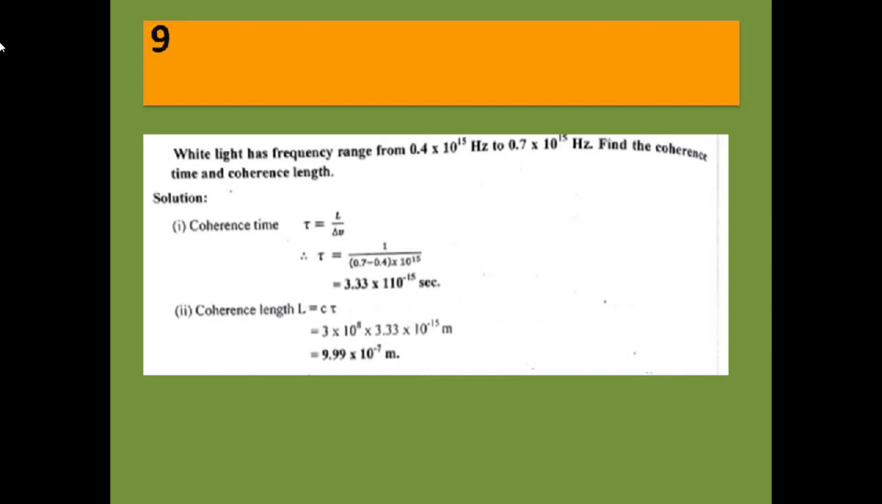So you will arrive at coherence time tau is equal to 3.33 into 10 to the power minus 15 second. One correction is there: it is not 110, it is 10 to the power minus 15 second. Now coherence length L is equal to C into tau. We know that tau we just now got 3.33 into 10 to the power minus 15 seconds, and C is equal to 3 into 10 to the power 8. Therefore coherence length, when you calculate, you will get 9.99 into 10 to the power minus 7 meters.